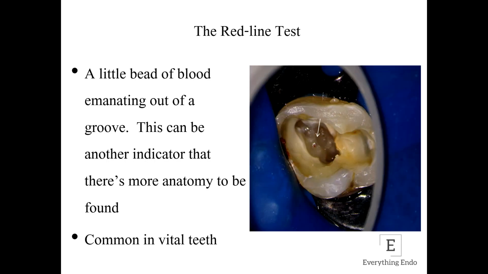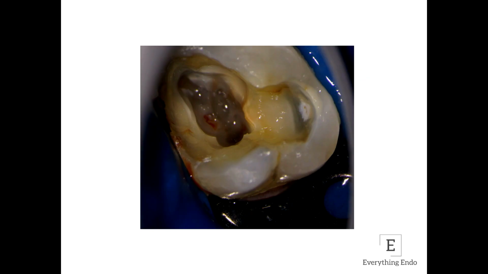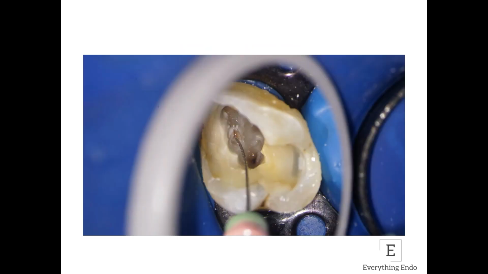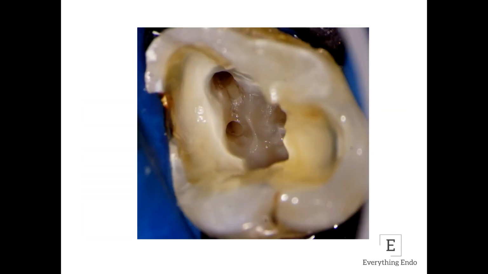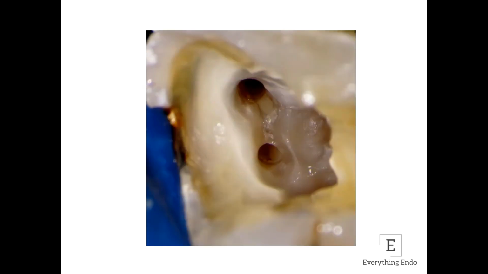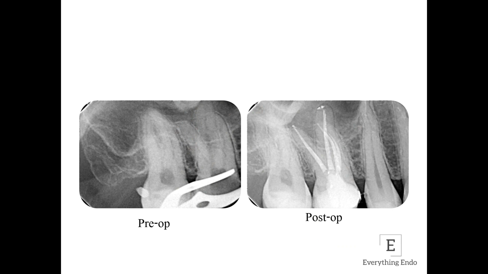Next is the red line test. In vital cases like this one, which has been referred to me for location of missing canals, the missed anatomy or the extra anatomy can show up as a small bead of blood on the floor of the pulp chamber, often in the grooves that connect the existing canals that have been located. So that's exactly where I would go and negotiate to locate the extra canal. And that's the MB2 located, shaped and all ready for obturation. This is the post-operative radiograph of the very same case.